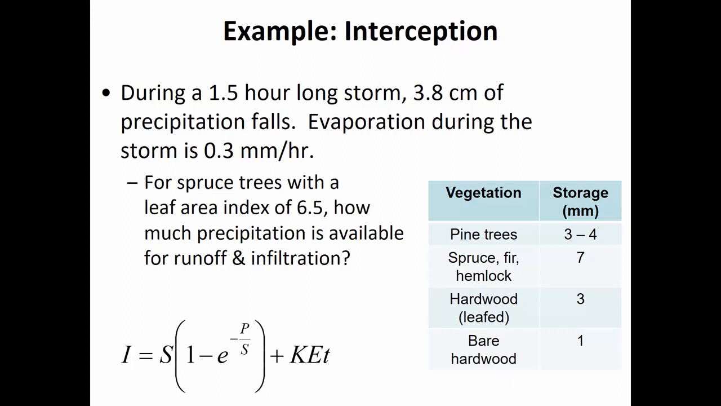But the plus 6.5, the leaf area index, times the evaporation rate of 0.3 millimeters per hour, and 1.5 hours. Okay, so evaporation during the storm event, there's going to be 2.925 millimeters of evaporation, and then storage by the leaves is going to be 6.969 millimeters. So most of the overall possible storage has occurred. 7 millimeters is the maximum, and we gradually approach that maximum depending on how much it's rained.